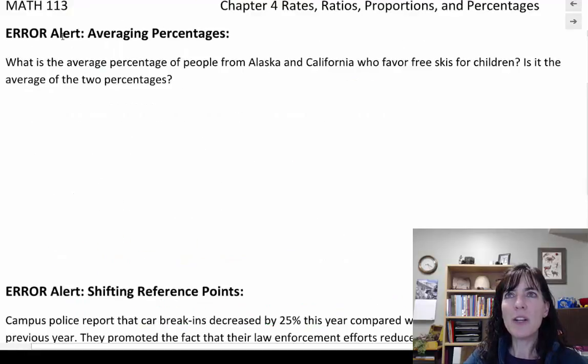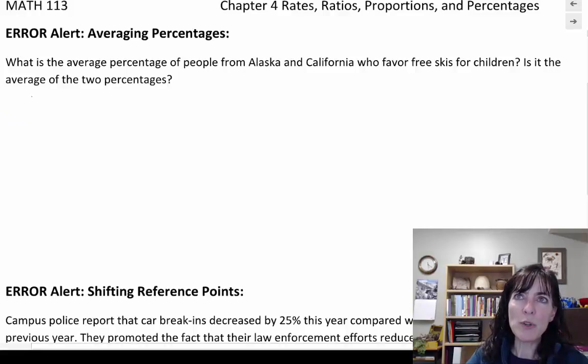All right, here's another error that could happen, and that's if you average percentages. So what is the average percentage of people from Alaska and Canada and California who favor free skis for children? Is it the average of the two percentages? So let's check it out and see.